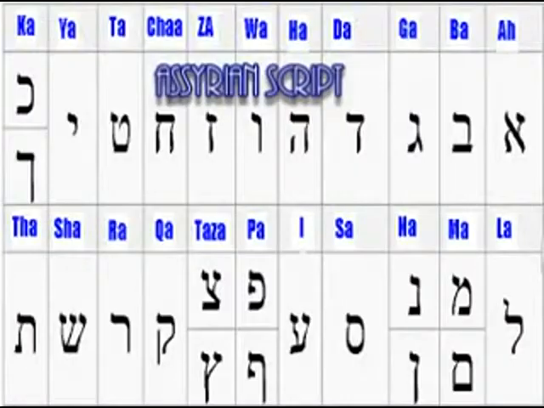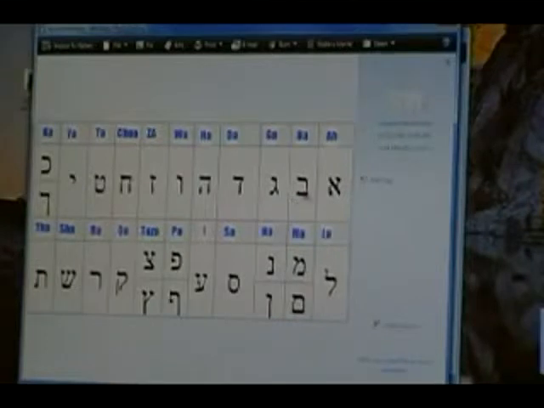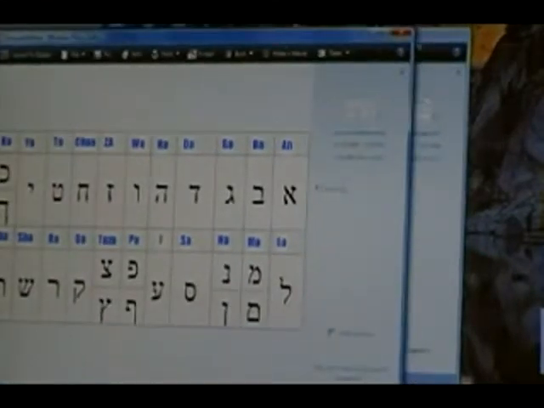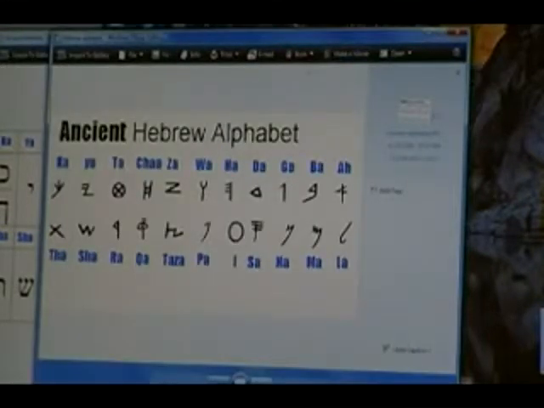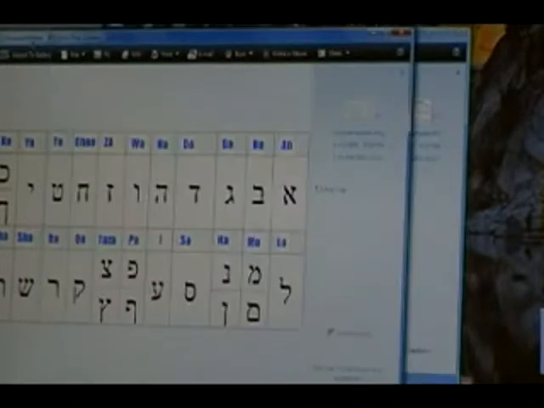Now, also you have the Assyrian script. When we were in Assyrian captivity, we were taught to write the Hebrew in the Assyrian dialect, or the Assyrian script. So this is what it looks like, and you're probably more familiar with this script than you are with this script, but they're both the same thing basically.